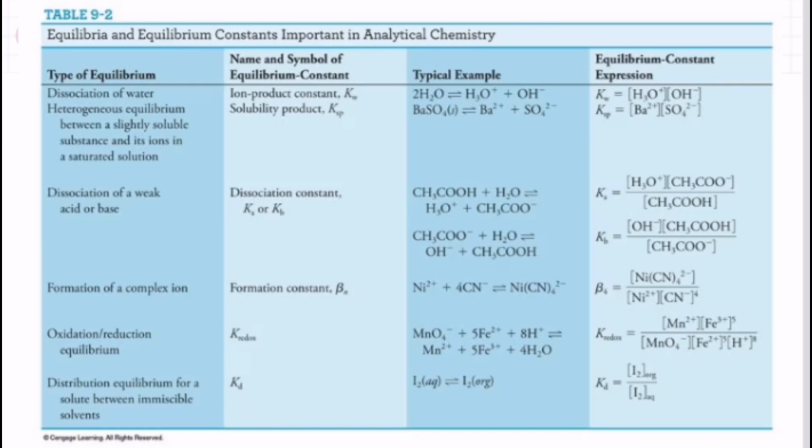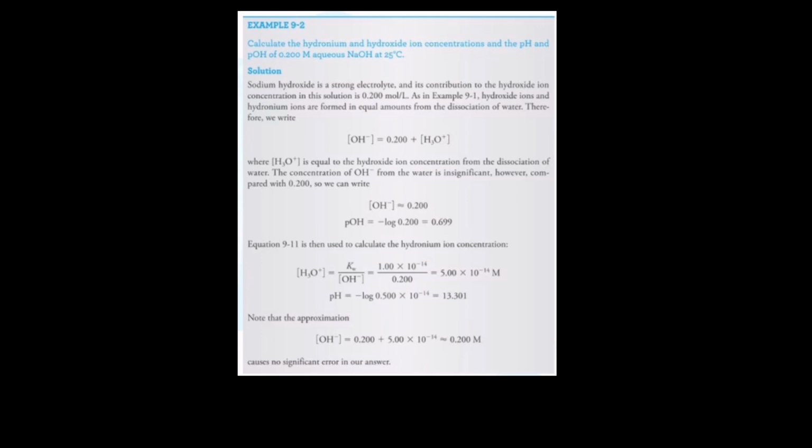So this is the equilibrium constant important in analytical chemistry: the types of equilibrium, the name and the symbol of the equilibrium constant, the typical example, and also the equilibrium constant expression. So makikita nyo naman lahat yung mga formula nila. So let's jump on to the example.